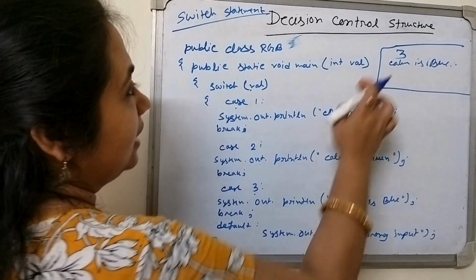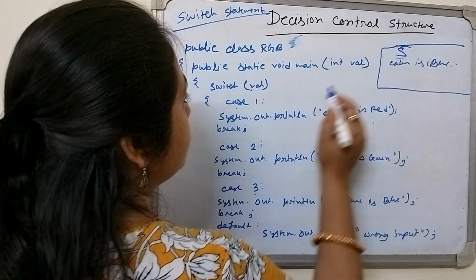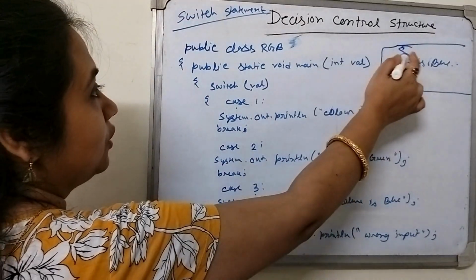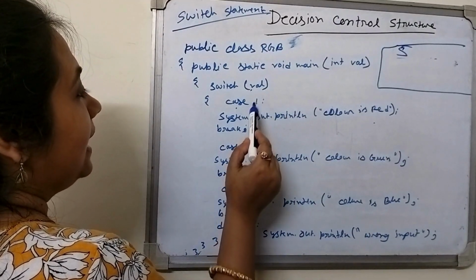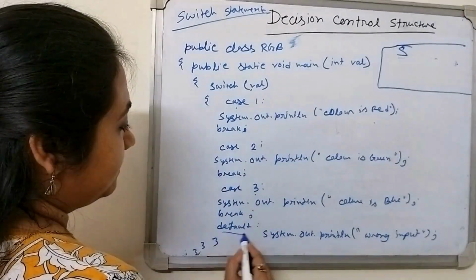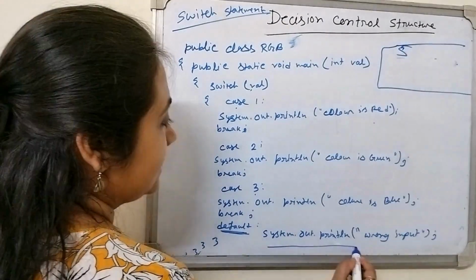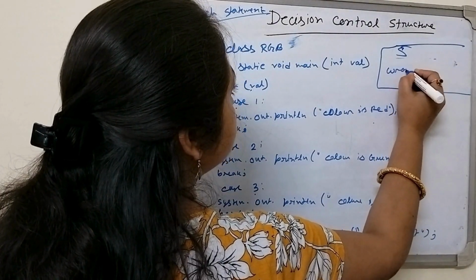Now if we put here 5, there are only cases 1, 2 and 3, there is no 5. So it will not match any of the cases, it just executes the default portion, that is the wrong input.